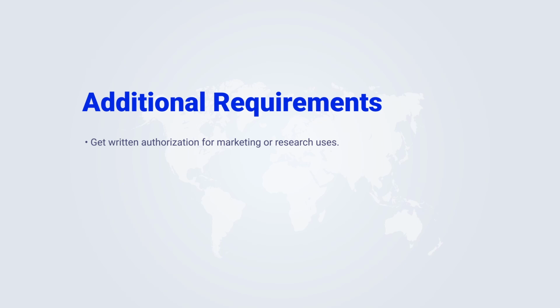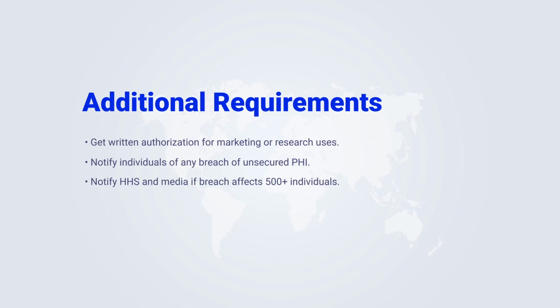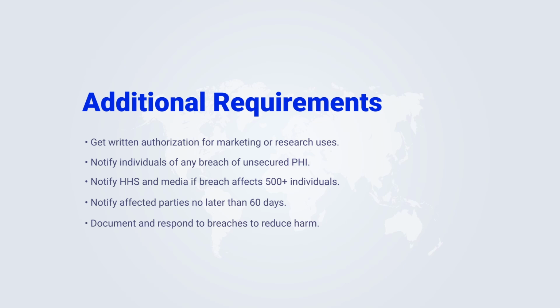Covered entities must notify individuals of any breach of unsecured health data. If a breach affects more than 500 people, both the HHS and the media must also be notified. Notifications must be sent promptly, within 60 days. Businesses must respond to reduce harm and retain breach documentation.